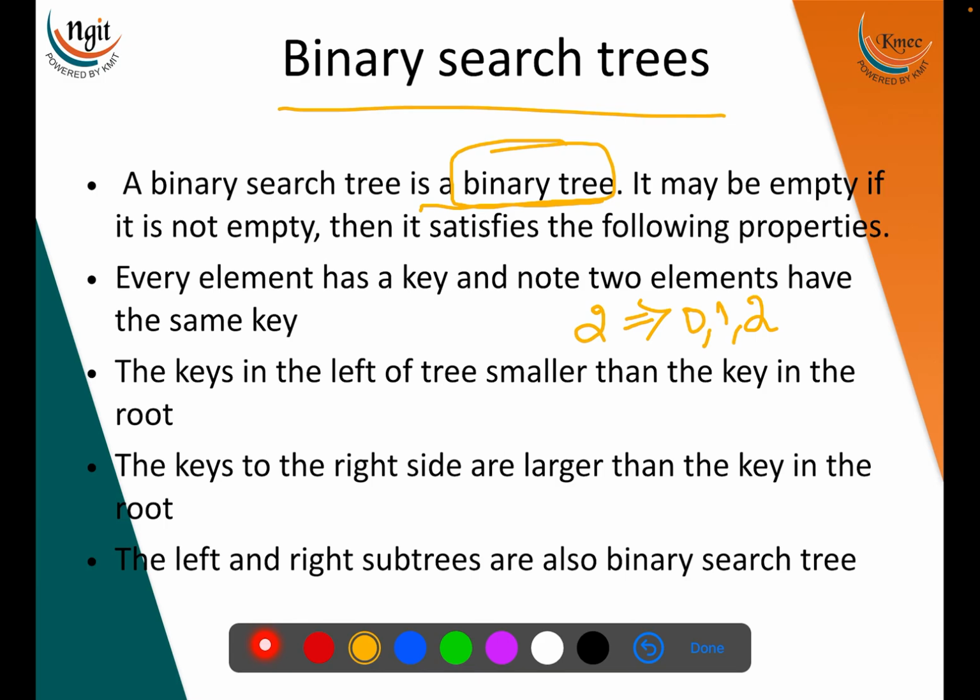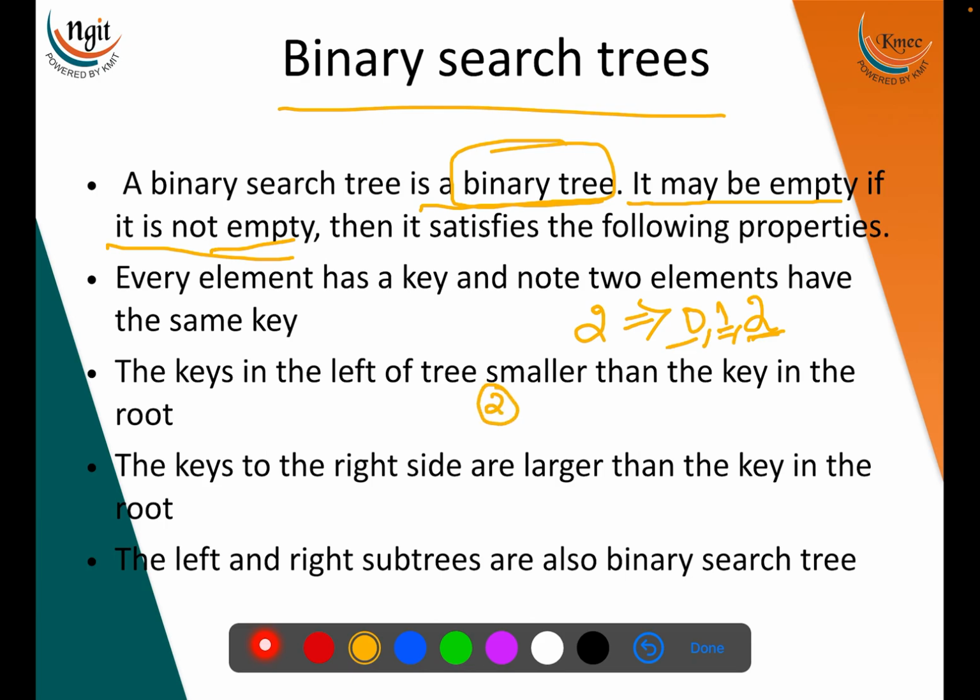That is the reason we wrote this line, it may be empty. That means 0. If it is not empty, that means it has 1 or 2 nodes or children. When it is non-empty, it has 1 or 2. Now let's see some examples.